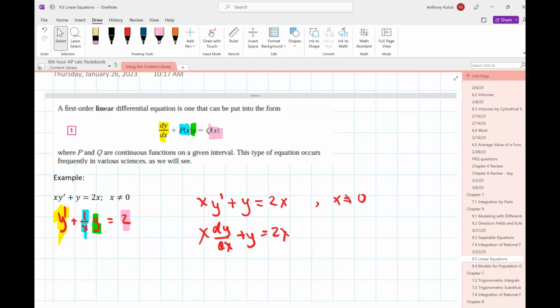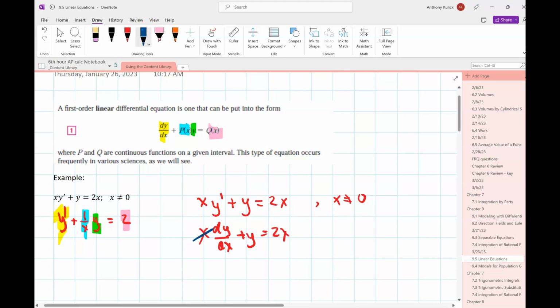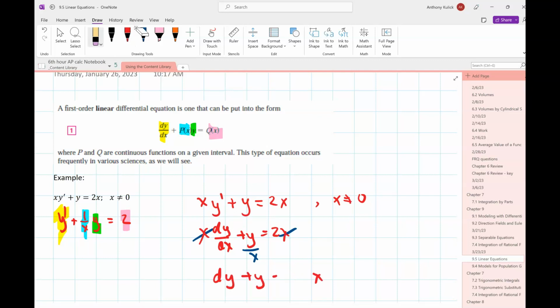Go ahead. We're just making ideas. If you divided by x, you did the x on one side, then multiply dx to the other side, that'd be 2 dx. So I'd have dy plus y dx equals 2 dx. Right? That's what you're talking about doing?